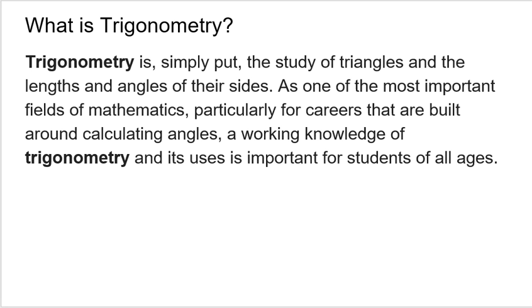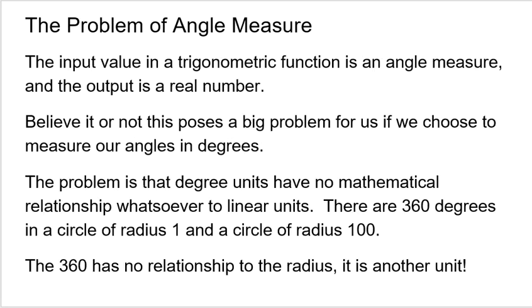All right, as we begin our conversation about trigonometry, lengths and angles of sides, we need to talk about the problem of angle measure. Now, you might be like, I didn't even know there was a problem of angle measure. Well, there is a big problem of angle measure. And here's why. The input value in a trigonometric function is an angle measure. There are 6 trigonometric functions, and hopefully you somewhat know them: sine, cosine, tangent, cosecant, secant, and cotangent.